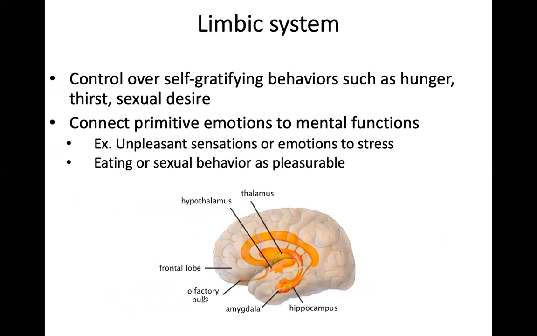In terms of the brain parts, we also have a structure called the limbic system. The limbic system is the part of the brain which you can see in orange. It has different parts, which include the amygdala and hippocampus, but the main function of the limbic system is control over self-gratifying behavior such as hunger, thirst, and sexual desire. It also helps you guys connect to your primitive emotions and mental functions.